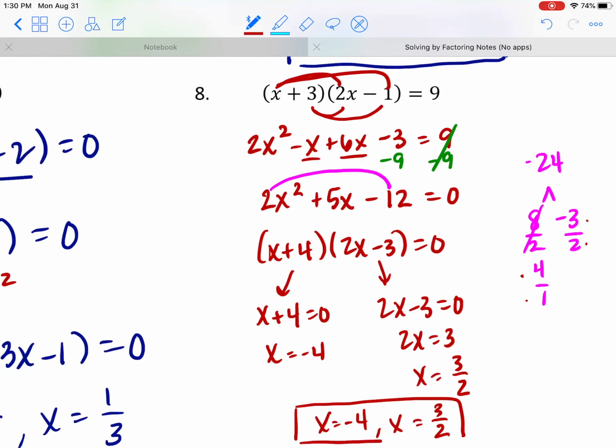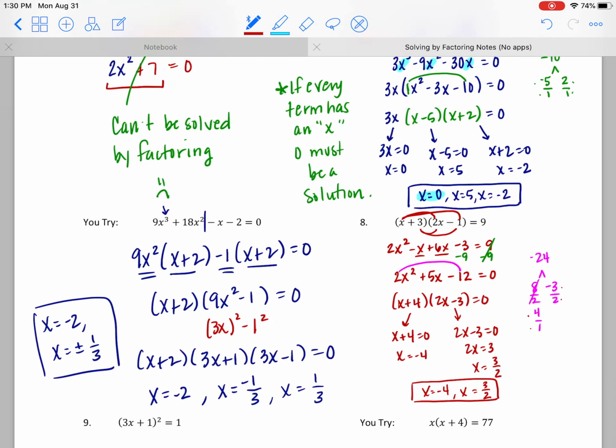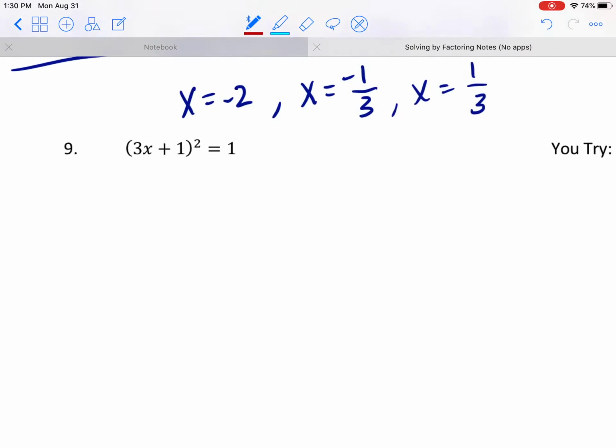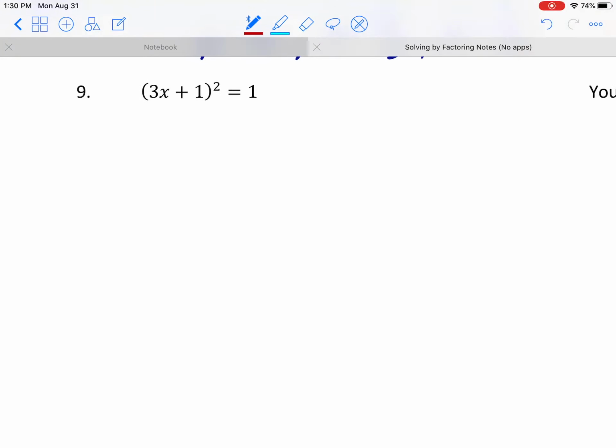All right, moving right along. Let's see, number 9 is a similar process, and if you know another way to solve this, we will talk about other ways to solve quadratics in a later module. But if we're trying to solve this by factoring, we have to undo this just like we did on the last one. So (3x + 1) squared means 3x plus 1 is being multiplied by itself, and it's equal to 1.